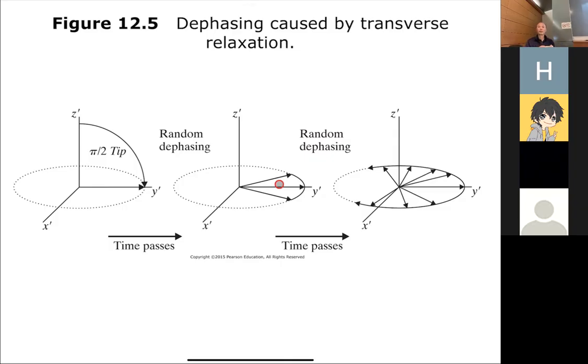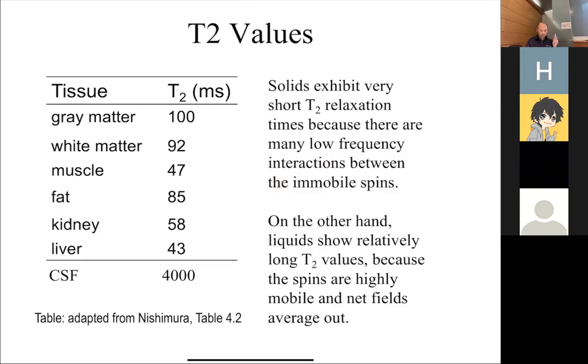Question? Yes, that's right. The T1 and T2 will be different at different field strengths. T2 will tend to be slightly shorter, but T1 tends to be more sensitive.